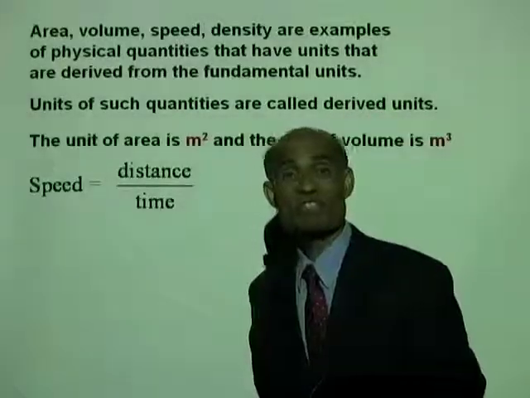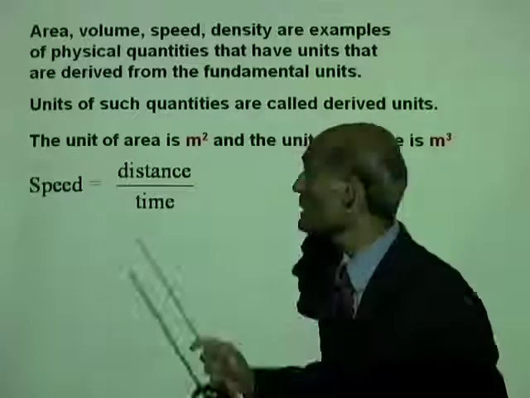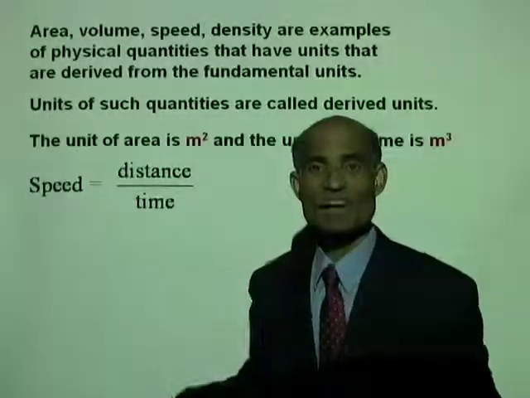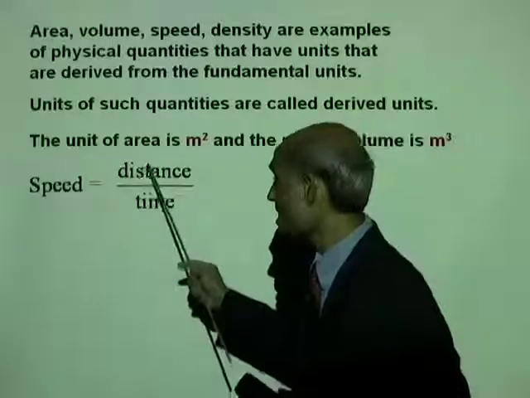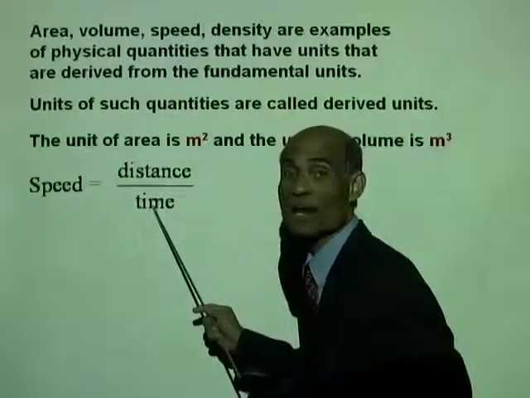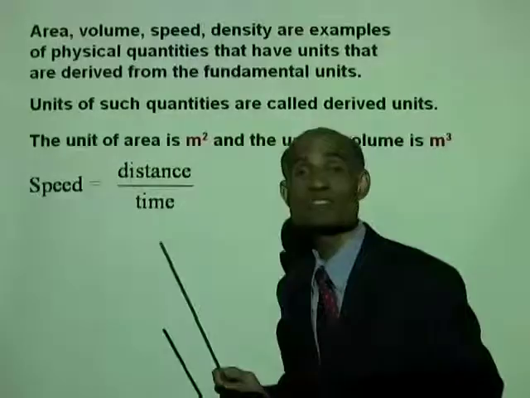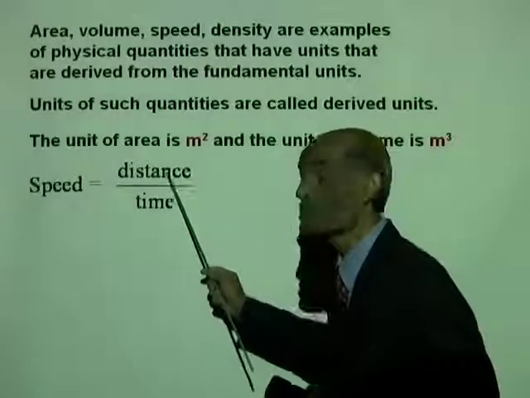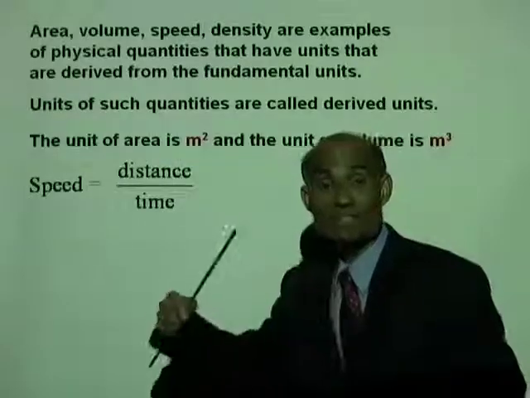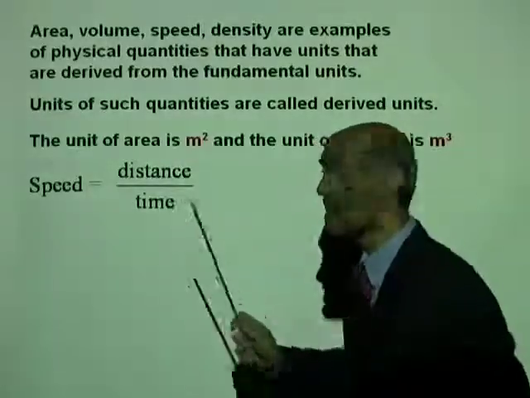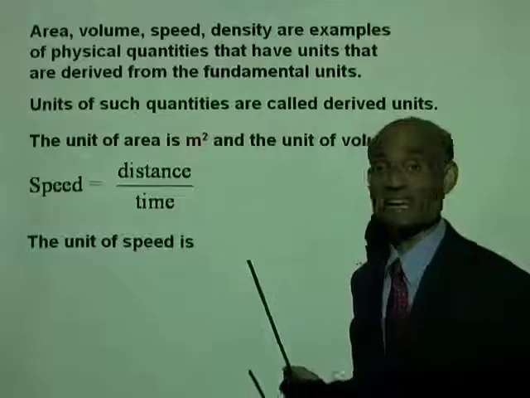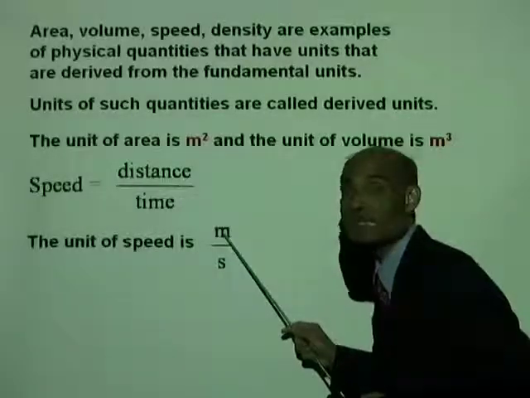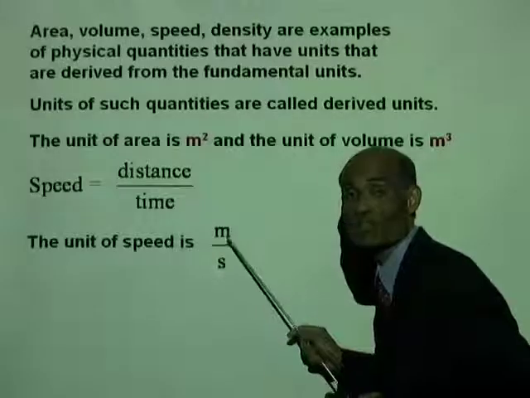What is the definition of speed? Speed is the rate at which distance is being covered. Is that right? That is distance divided by time. So what is the unit of speed? Distance is measured in meter. Distance is in length. Time is measured in second. So the unit of speed is meter per second.